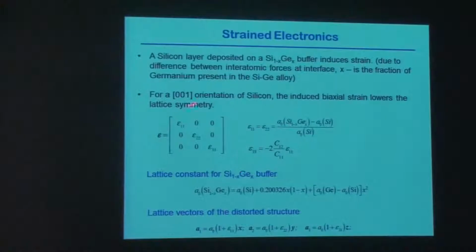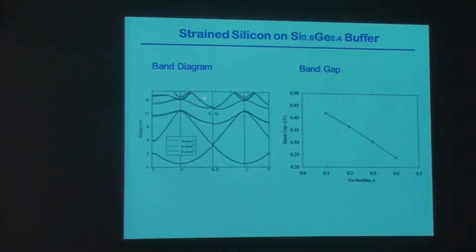So we have this strain field where the components 1,1, 2,2, 3,3 are given in here, where C1,1 and 2,2 are the mechanical coefficients like the Poisson ratio. The lattice coefficients, constants for silicon germanium, and the lattice vectors are defined in here. This is the case for silicon germanium, where the fraction of germanium is 0.4.